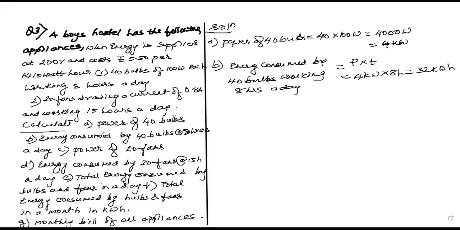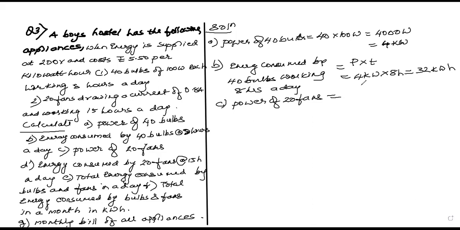Okay, please have a look here. Power of the 20 fans. You can see here, children, what is the power of each fan? The power of each fan is, say, it is drawing a current of 0.8 amperes and working 15 hours a day. They're giving it in terms of current, 0.8 ampere. So naturally, how will I get the power?